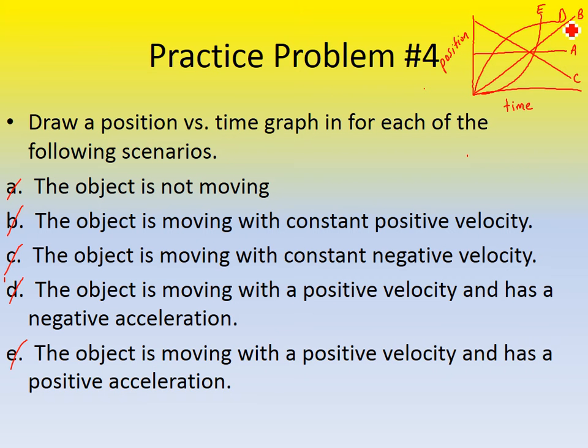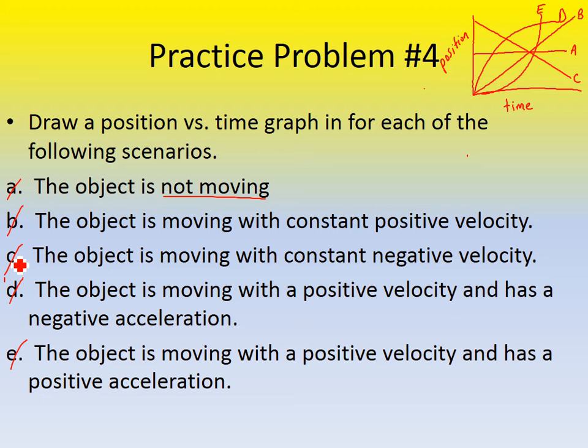You can draw it anywhere you want, but you just got to remember, for not moving, your slope is equal to 0 because your velocity is 0. Okay, let's go to B. The object is moving with constant positive velocity. Positive velocity tells us the slope is positive. So a constant is a straight line. It's not accelerating, so there's no curve.